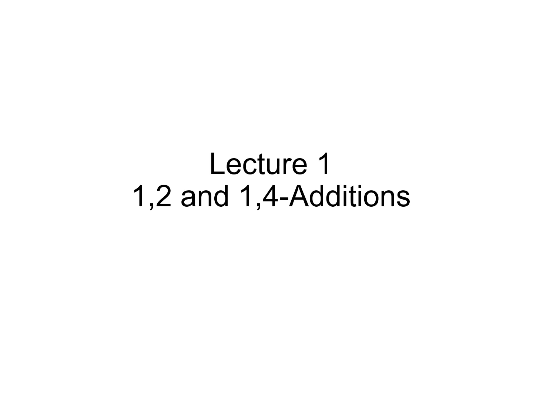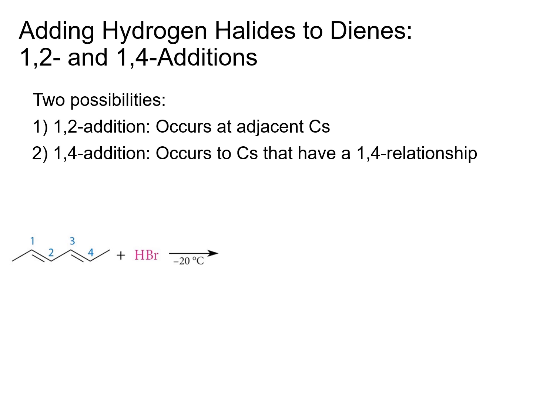This video is going to look at 1,2 and 1,4 additions. The other main reaction in this chapter involves adding our hydrogen halides to our conjugated dienes, giving us two possibilities. We have a 1,2 addition where we're adding our H and our halogen to adjacent carbons. For 1,4 addition, we're adding to two carbons that have a 1 and 4 relationship.